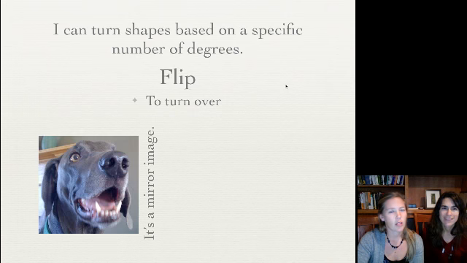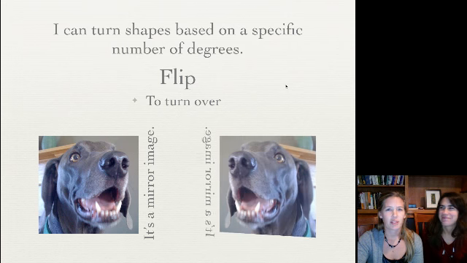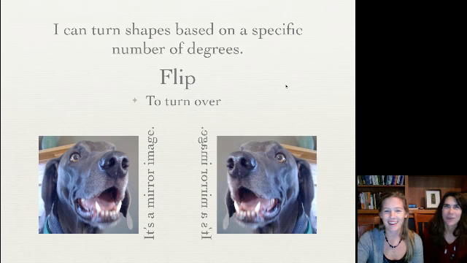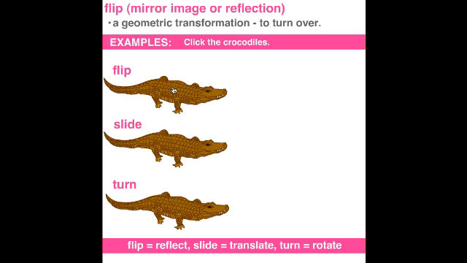A flip, and Shadow wanted to come say hi, is when you just turn something over. So it would be like turning the pages in a book. It's just the mirror image. You just take it, flip it, it's the mirror image. So like what you would see as a reflection. That is one way to move a shape. So you're actually picking it up and moving it over.